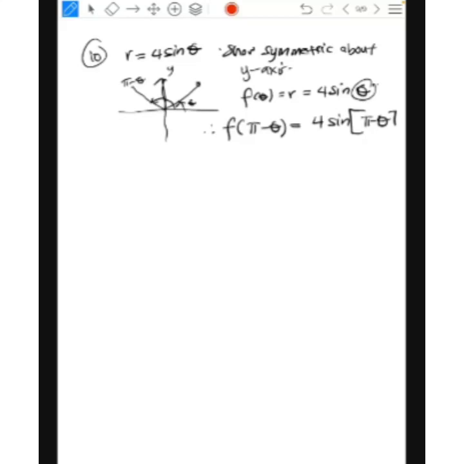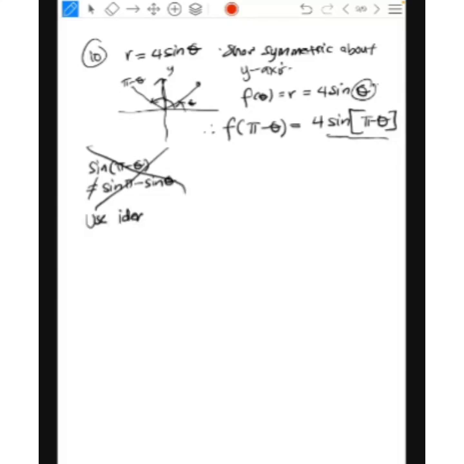Okay, and then this one, the sine of pi minus theta is not equals to sine pi minus sine theta. No, kalau you buat ni memang salah besar-besar. Okay, you have to use identity trigonometry. So the identity is given. Okay, this identity is given.